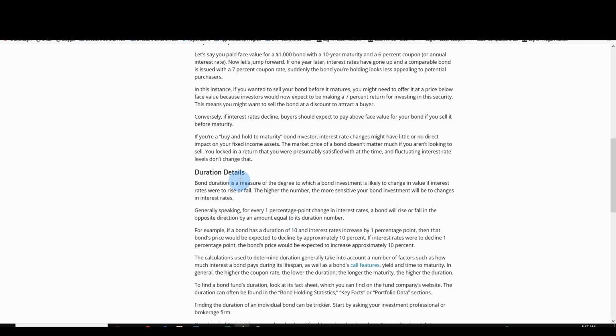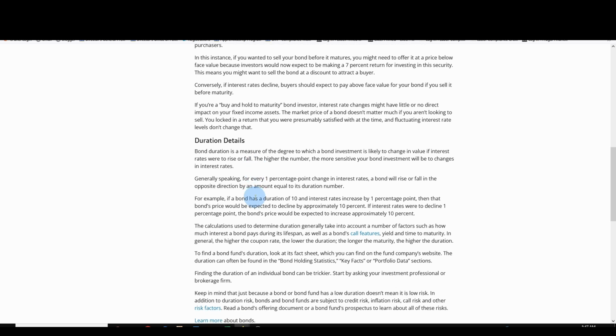Duration details. Duration is a rather technical aspect. This explanation is pretty standard. If you want more details regarding duration, check out my YouTube video list under bonds, and I'll have the quantitative side, the math related to duration. Bond duration is a measure of the degree to which a bond investment is likely to change in value if interest rates were to rise or fall.